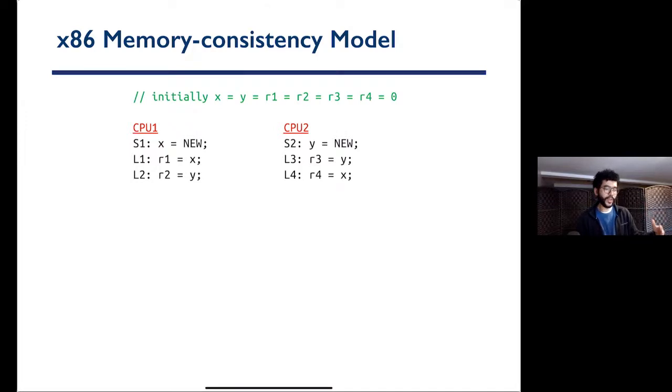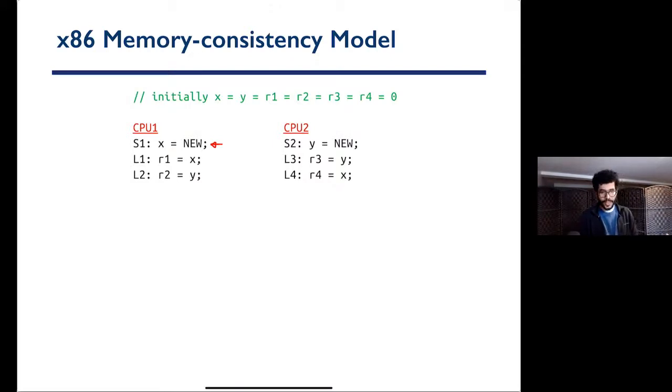Here is an example. The code I have on CPU1 has S1, which is a store. We're storing new in X. Then there is a read, or a load, so we are loading X to R1. And then we load Y to R2. Now, in x86 memory consistency, we are allowed to reorder this store after the loads. So it's allowed to happen that way.